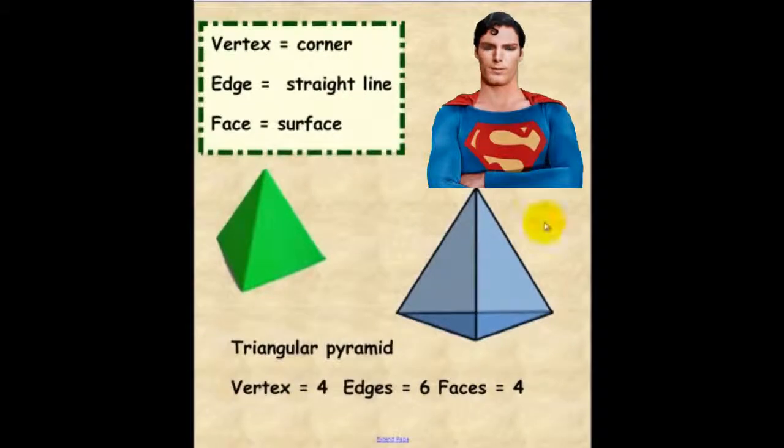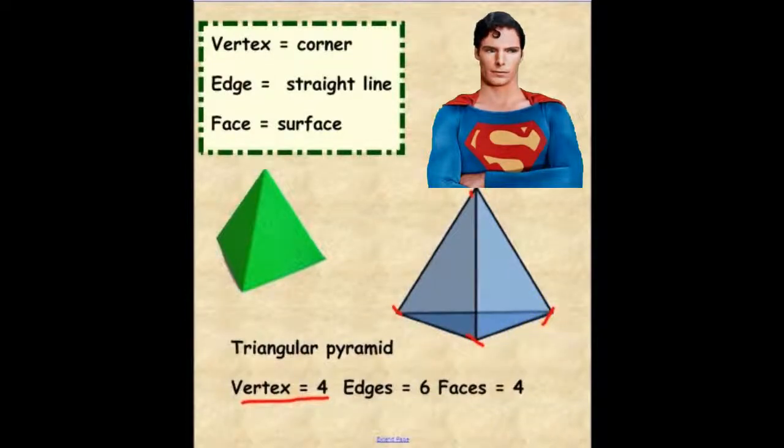The next 3D shape is a triangular pyramid. If you look carefully again, here we have the solid, and over here we have it in a basic open 3D. Now we said we have 4 vertex or corners. Let's count them and see if that is correct. We have corners, we have 1, 2, 3, and 4.